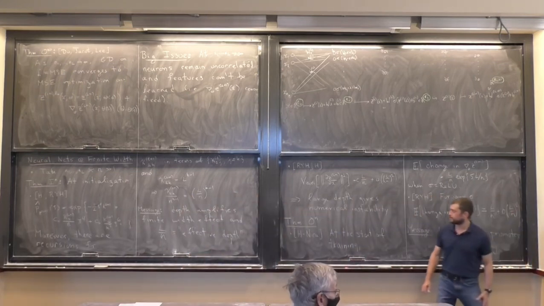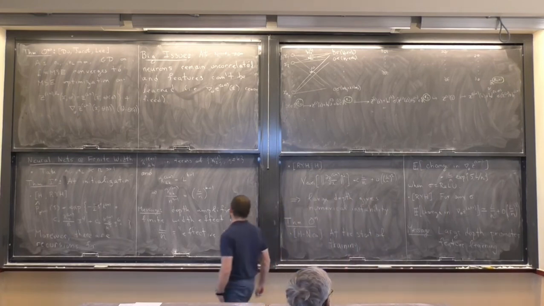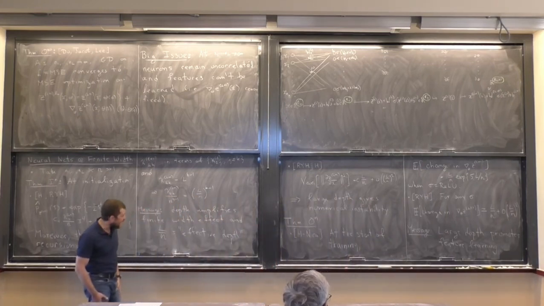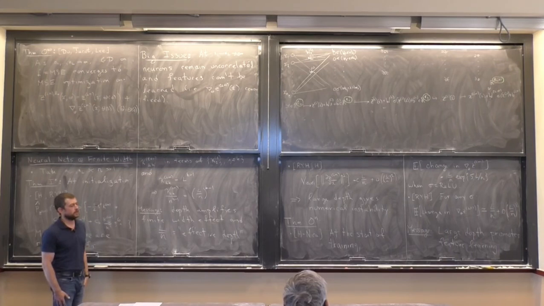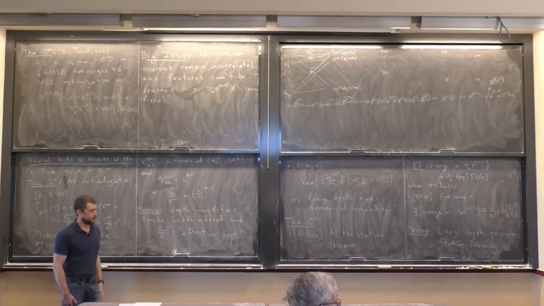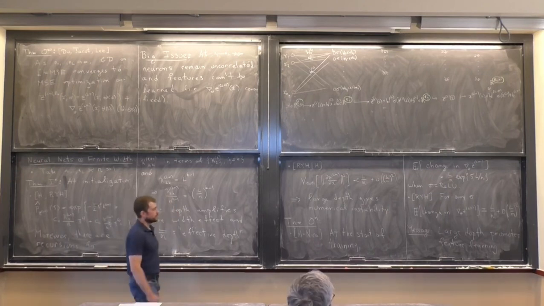So the result, large width, gives numerical stability. That's at initialization. Okay. And that's different from the vanishing gradient problem, right? That would be after training. Would that be contradictory to this intuition here?